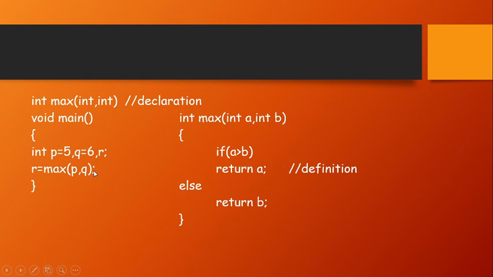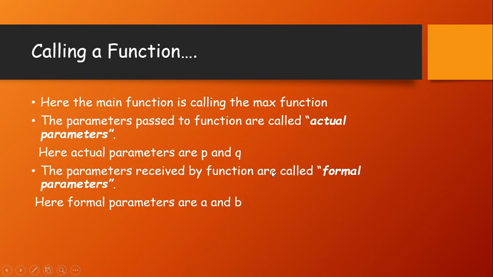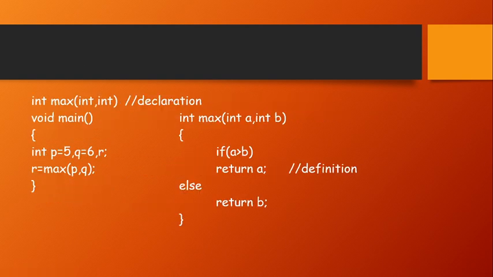So what happens is that when we write like this, when this line is executed, it will call the max function, and the control will be passed from the main function to the max function, and the max function will execute the statement. It will return at this point, return a if the value of a is greater than b, or it will return here.